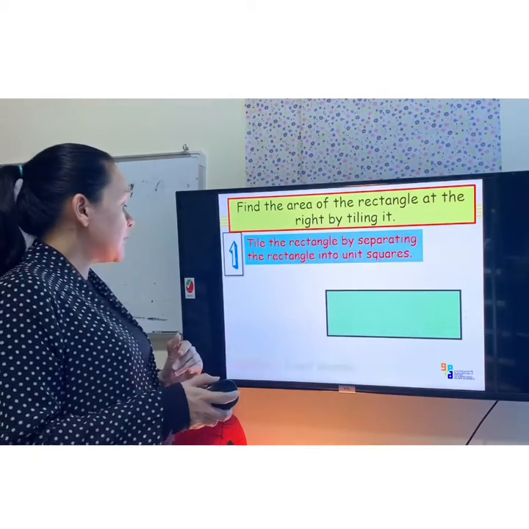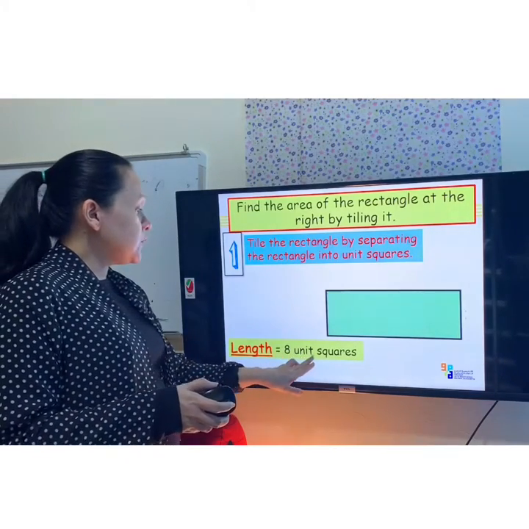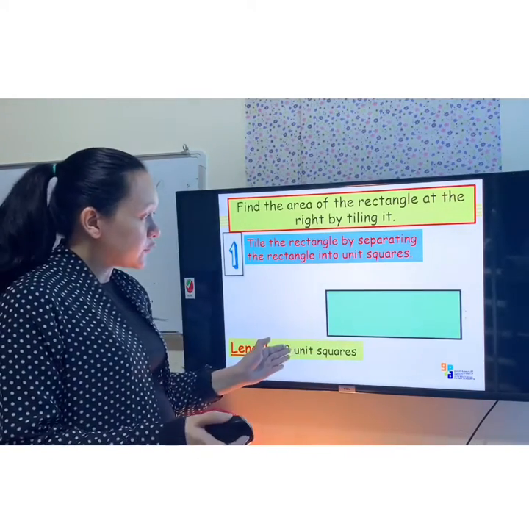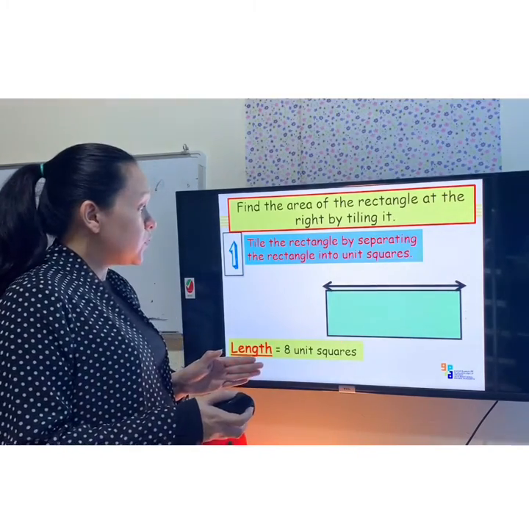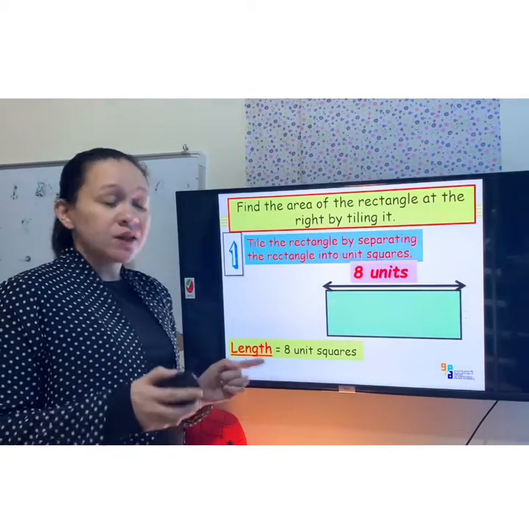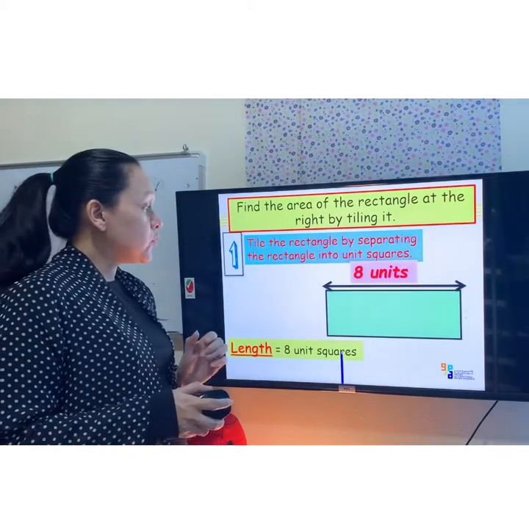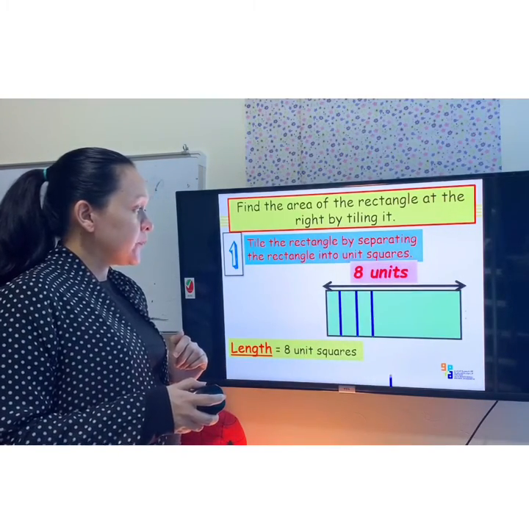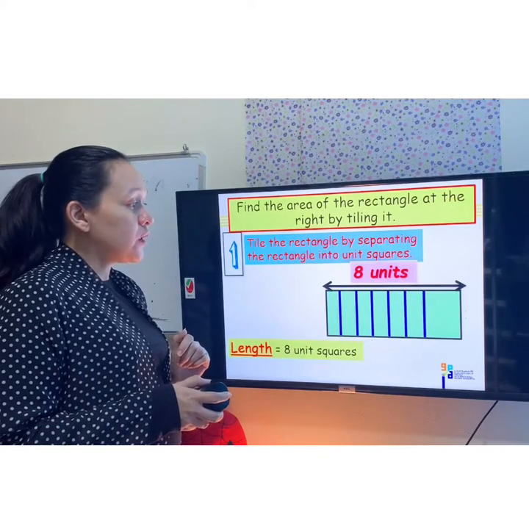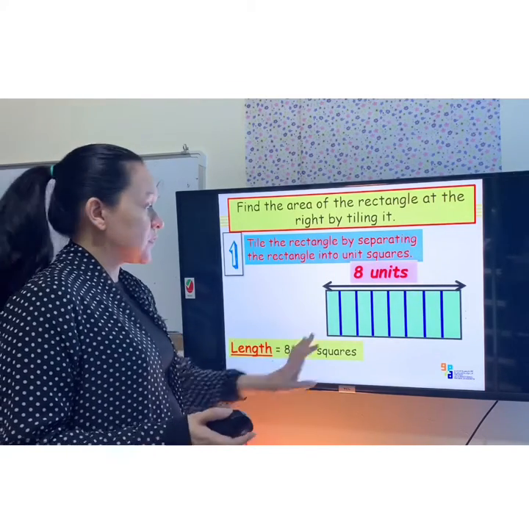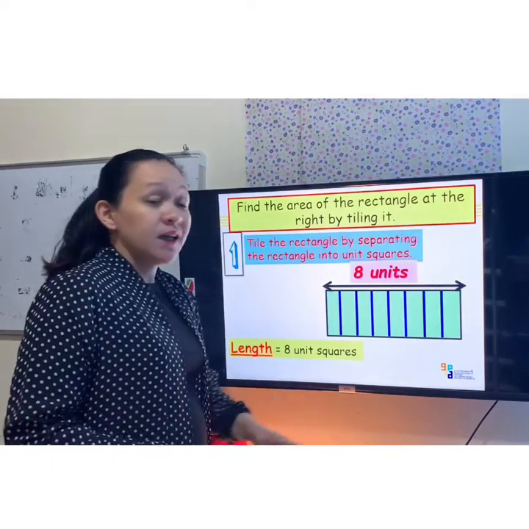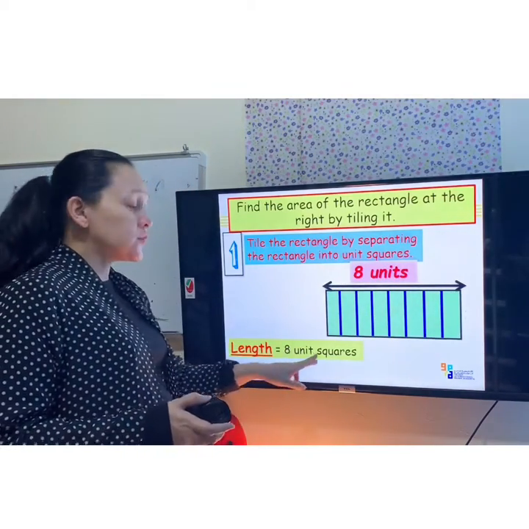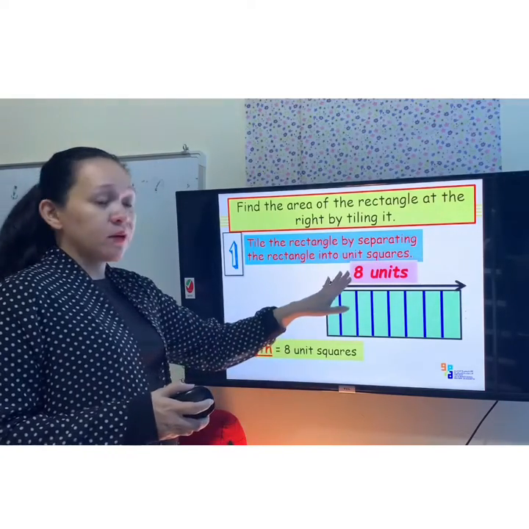For example, our length here, 8 unit squares. So where is our length? This is our length because this is the longest side. So we are going to make an 8 unit square. So we're going to make a line here. And then we are going to count. If this is 8, 1, 2, 3, 4, 5, 6, 7, 8. Now we have 8 unit squares. Now we are done with our length.